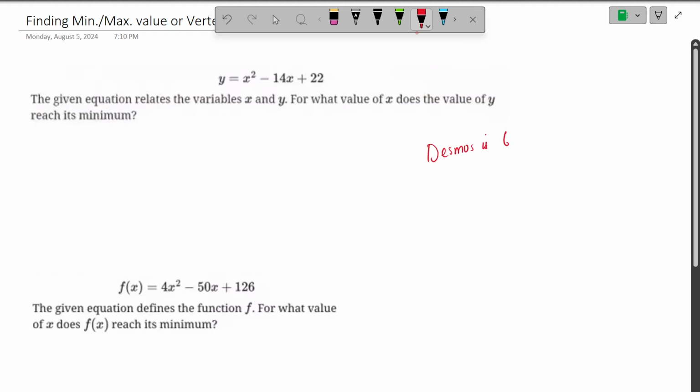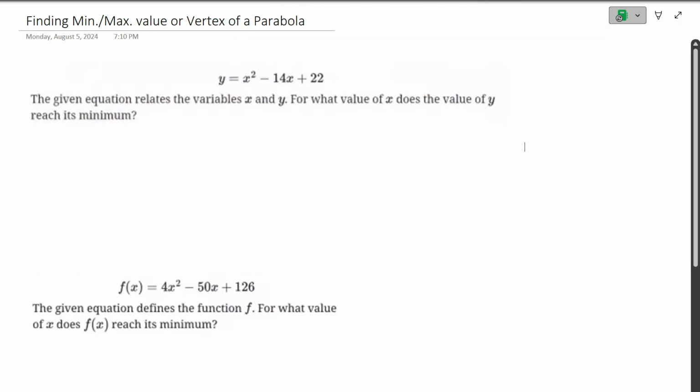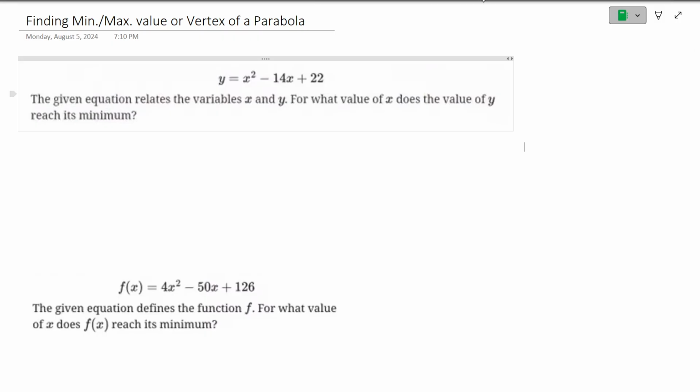DESMOS is God, and in this lecture we will be seeing the question types in which we have to find out the minimum or maximum value or the vertex of a parabola. So if you see number 1, it says that the given equation relates the variables x and y. For what value of x does the value of y reach its minimum?